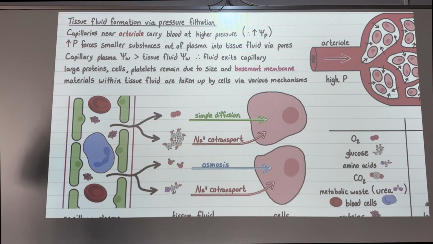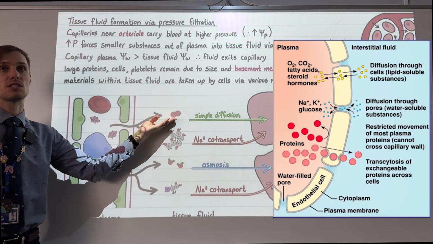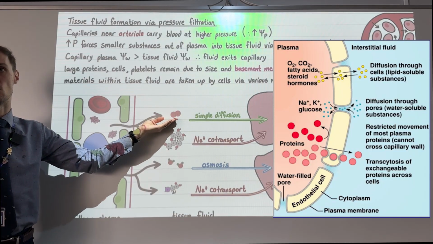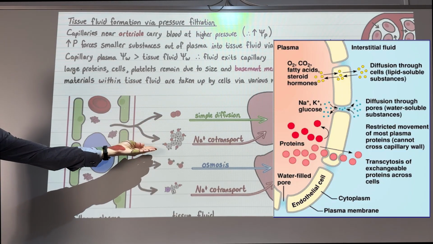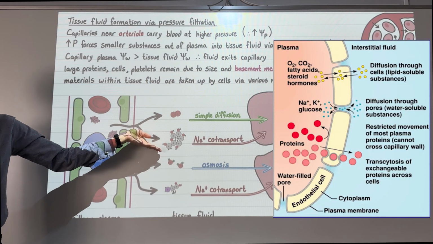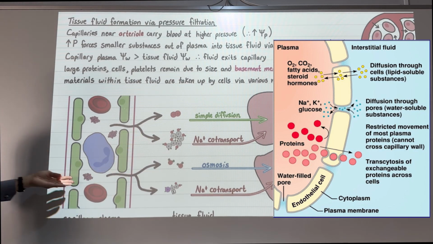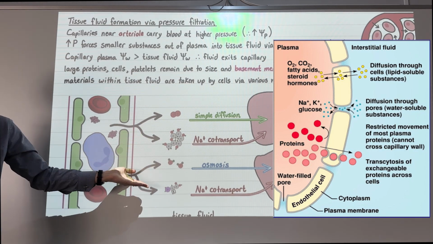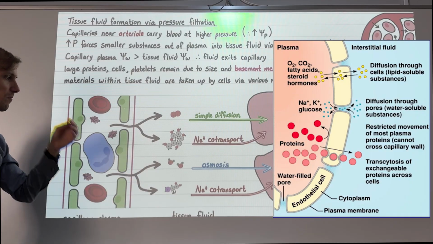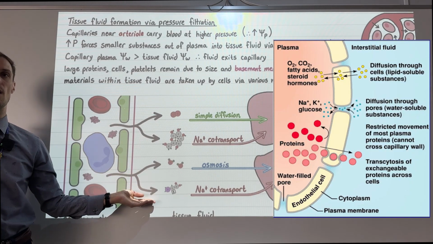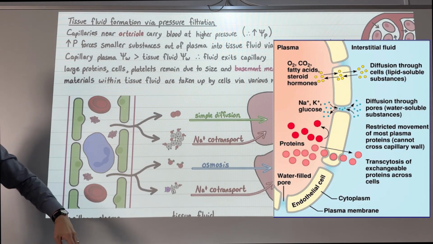What kind of things are actually leaving? Well, very small gases, something like oxygen gas. We're going to have sugars, things like glucose. We're going to have water, of course. Plasma is mainly water, so that's going to come out. And we're going to have things like amino acids and maybe even some lipids and stuff like that.